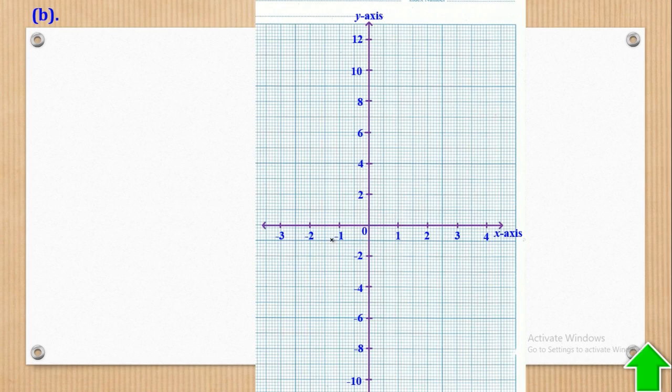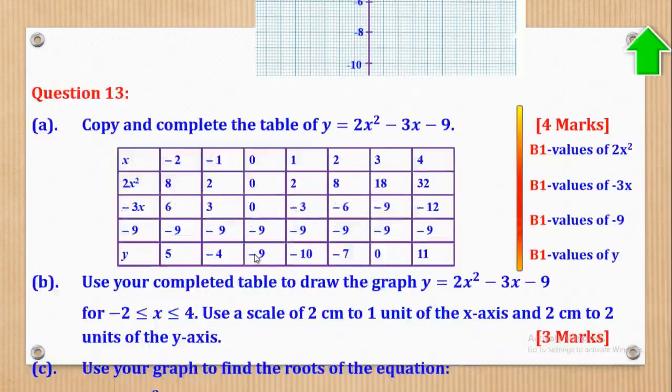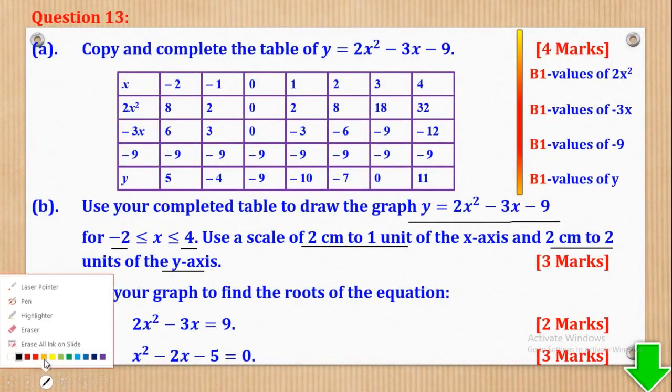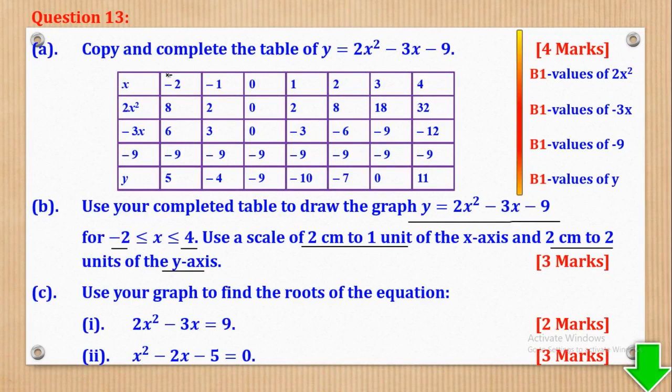So next is to plot. So plotting, we have to go back to our completed table and look for the values. So we are going to plot corresponding values of x and y. For example, negative 2 will correspond to 5, negative 1 will correspond to negative 4, 0 will correspond to negative 9, 1 will correspond to negative 10, 2 will correspond to negative 7, 3 will correspond to 0, 4 will correspond to 11. So let's plot all those points first.